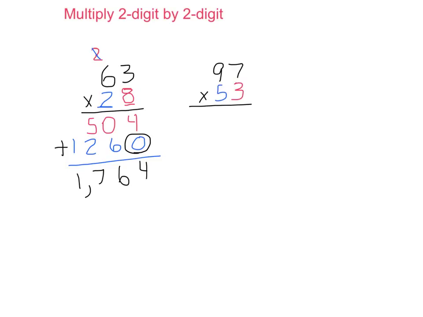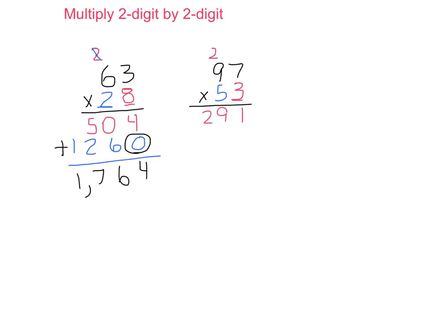Let's look at one more. In 97 times 53, I'm going to start by multiplying everything by the 3 ones. So 7 times 3 is 21. Carry my 2. 9 times 3 ones is 27, plus 2 is 29.